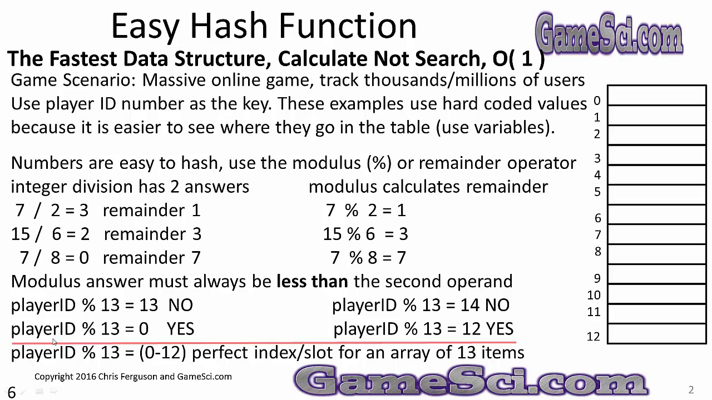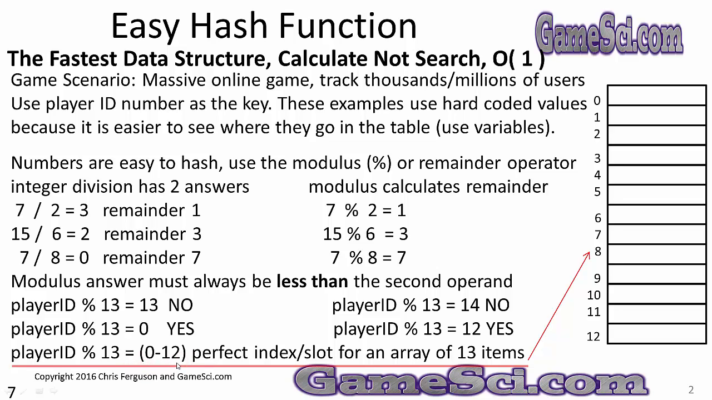What could the remainder be? If I did a player ID modulus 13, the smallest answer I could get is 0. If player ID is a multiple of 13, when I divide by 13, I'll get a remainder of 0. That is the smallest answer I can get as a remainder when I divide by 13. Well, what about on the other side? If I do a player ID modulus 13, I could get a remainder of 12. That is true. But 12 is the largest number I could possibly get. When you think about it, when you do a player ID modulus 13, the answer has to be between 0 and 12.